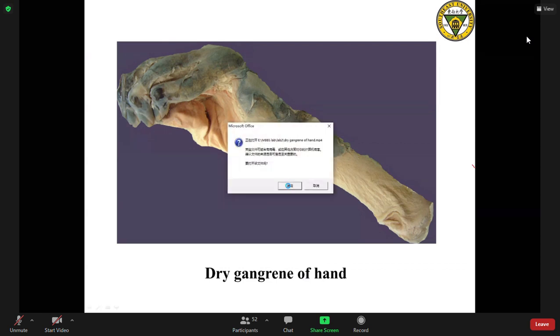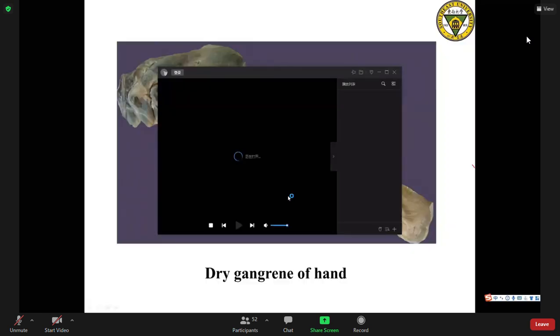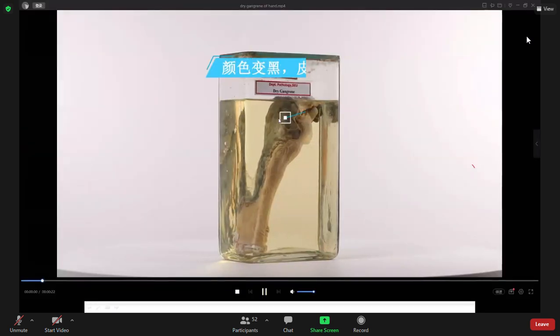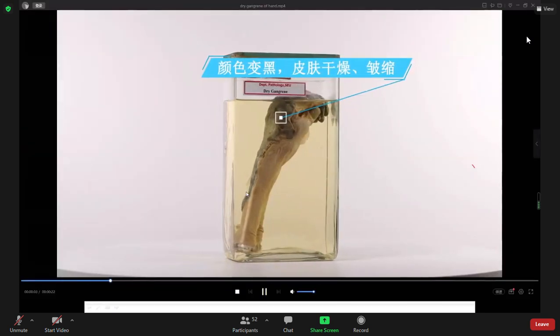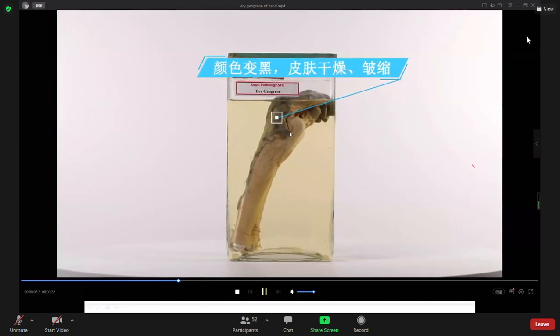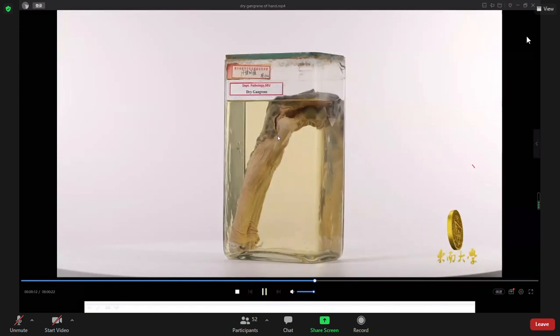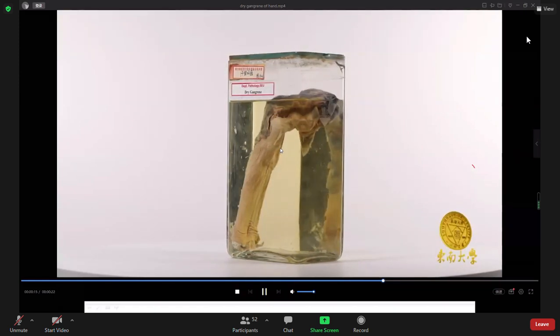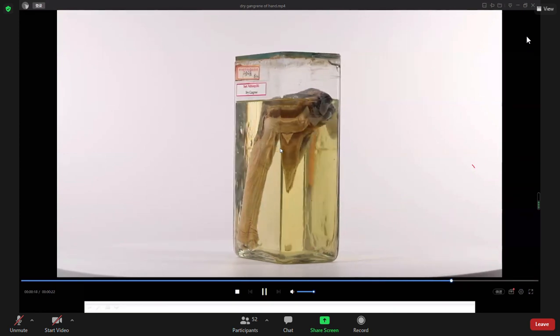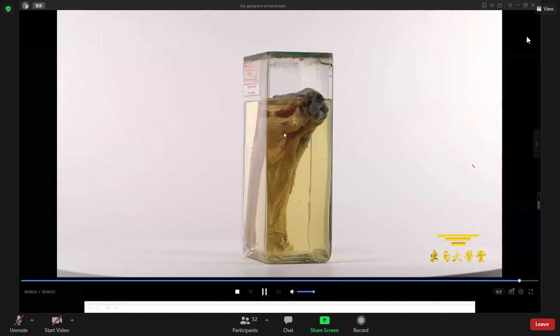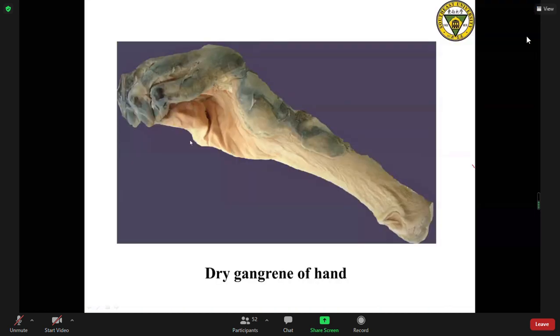Here is also video. Okay, dry gangrene. Black. It's very easy. So when your final exam about the lab exam, if we give you this gross specimen, can you write dry gangrene of hand? Yeah, tick. If you write his name, tick. So it's very simple gross specimen.